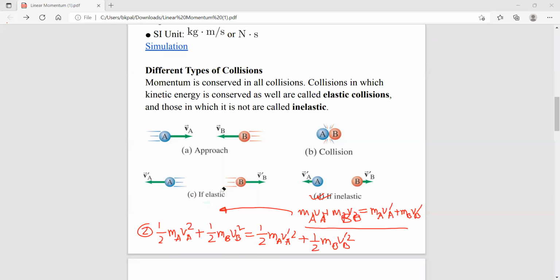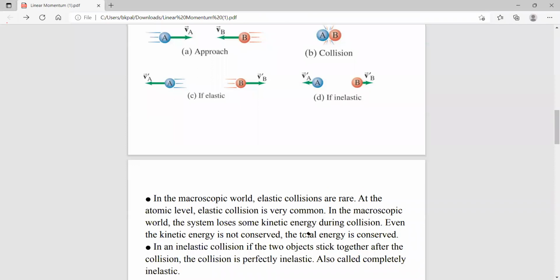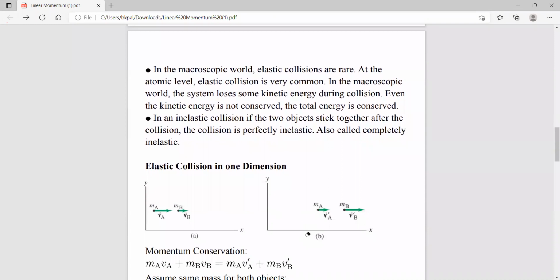So what are the elastic collisions and what are the inelastic collisions? To understand this, let's go to the next slide. In our everyday life, most of the collisions are inelastic. Elastic collisions are rare. That's good, because then we have only one equation to consider, that is the conservation of momentum.